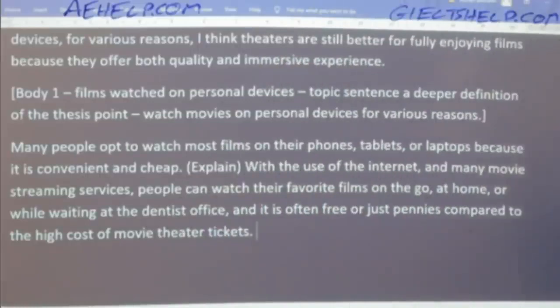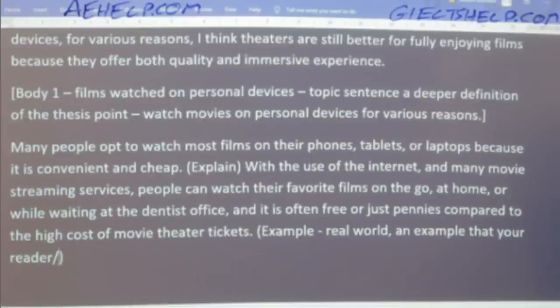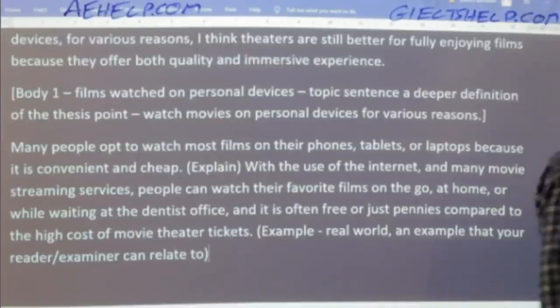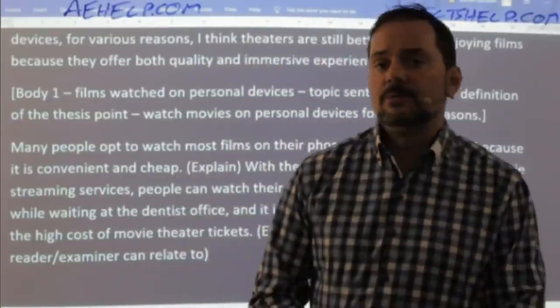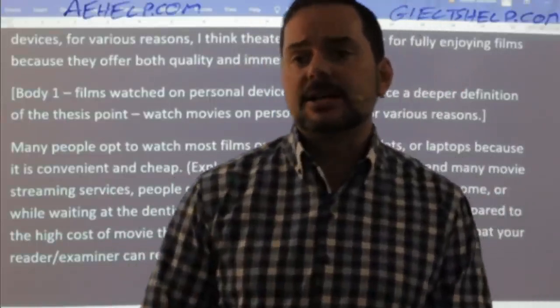All right, now we want an example. Example needs to be real world. Something that we can sympathize or empathize with, okay? So it should be an example that your reader, in this case the examiner, can relate to. Okay? So make it real world. Make it so it's something that your examiner can connect with. Okay? So think about your example. While you think about your example and start writing, I'll read a few more explanations.